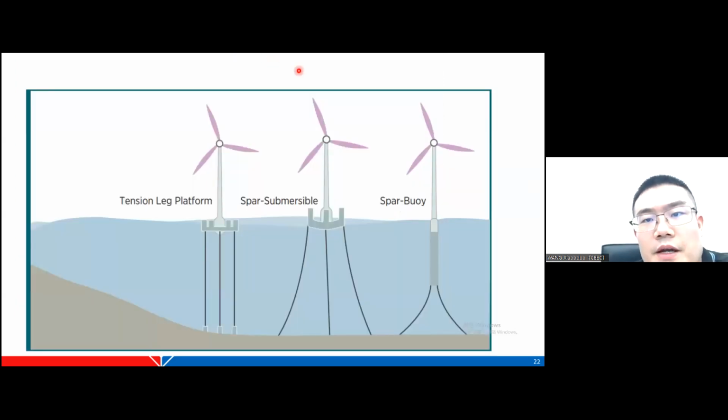These are the three primary types of floating foundation: the tension leg platform, the semi-submersible, and the spar buoy. All three types of floating foundation are taken from the oil industry, from offshore oil extraction.